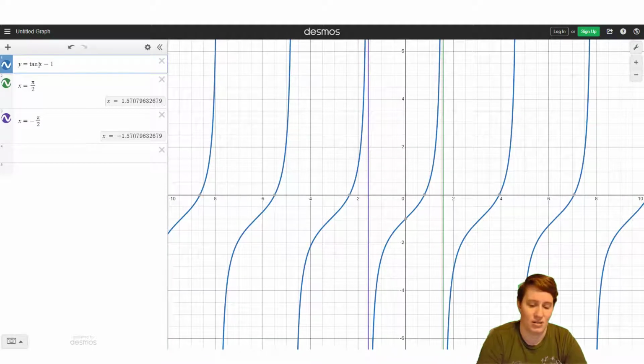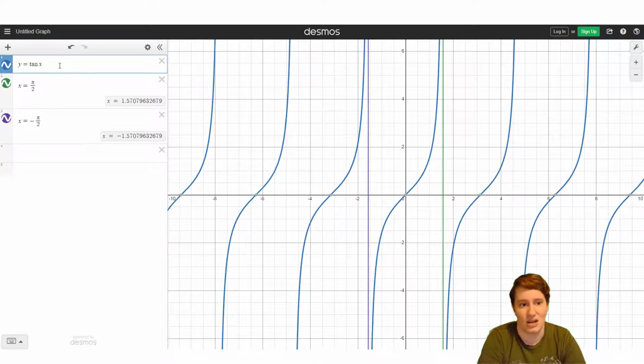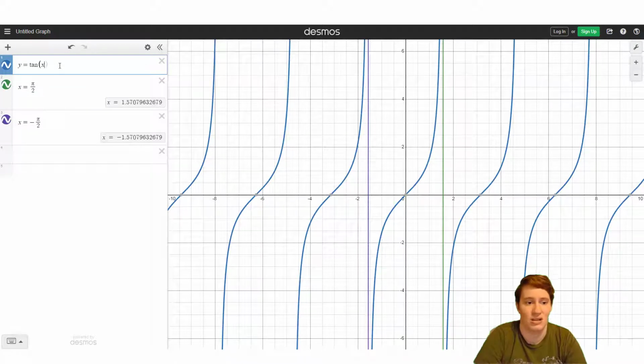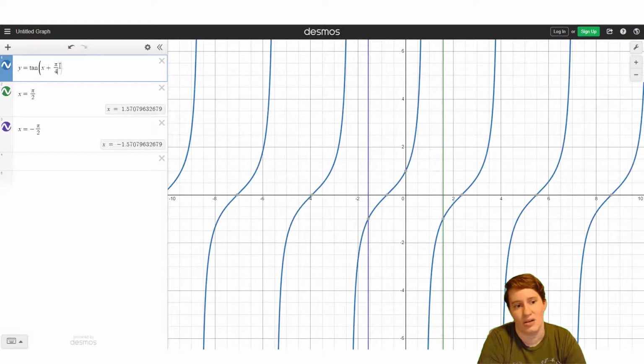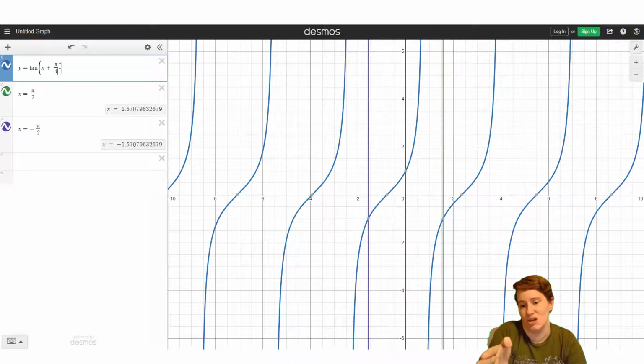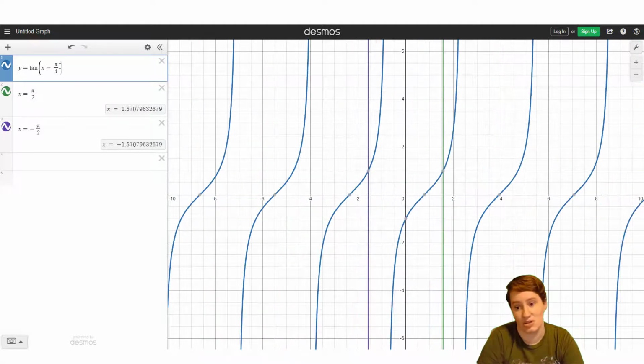If we put a shift inside of tangent, we typically use some radian values, like we could shift over pi over 4. See how I didn't move my asymptotes, and so you can see how this is shifted over a little bit to the left, or we could do the same thing but with a minus, and that would shift it to the right.